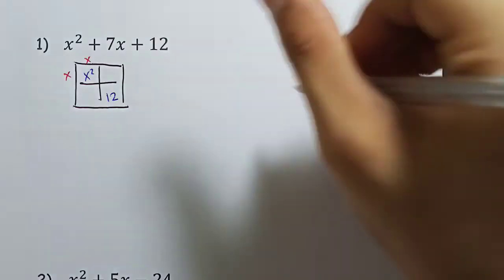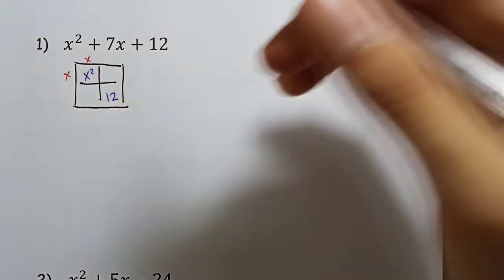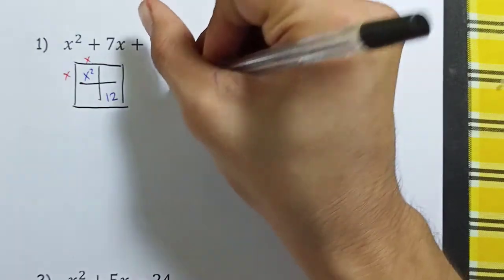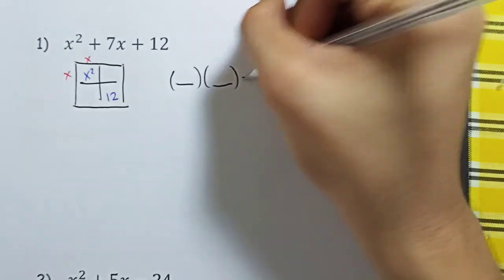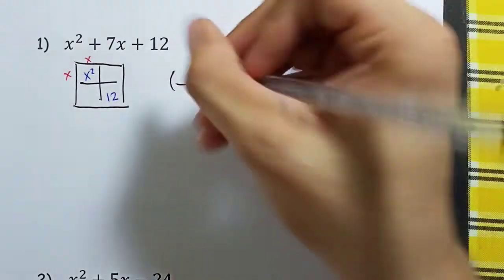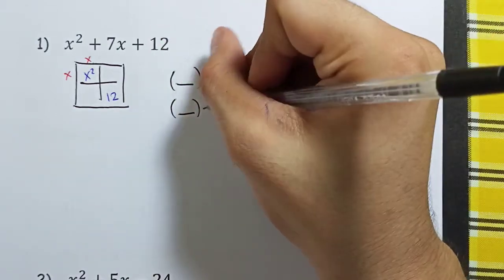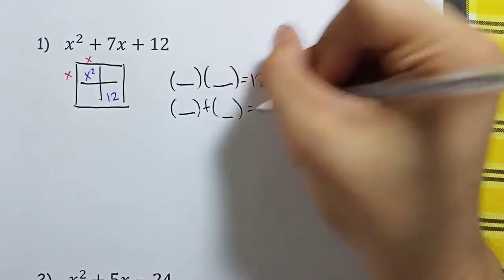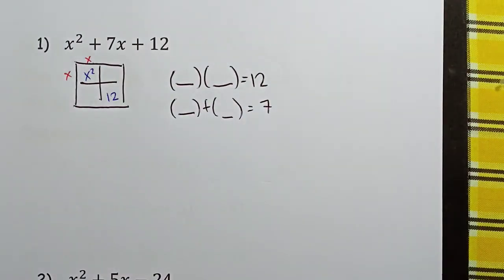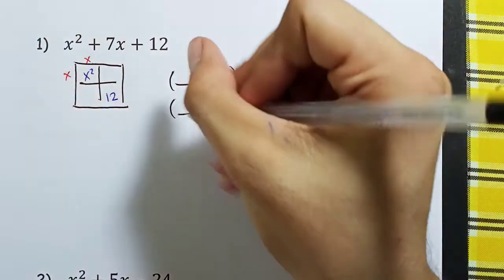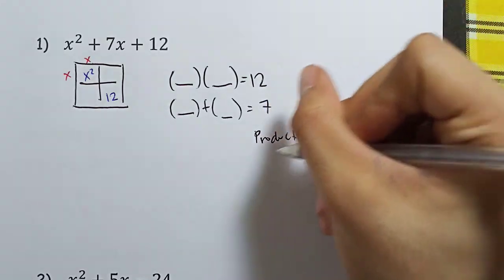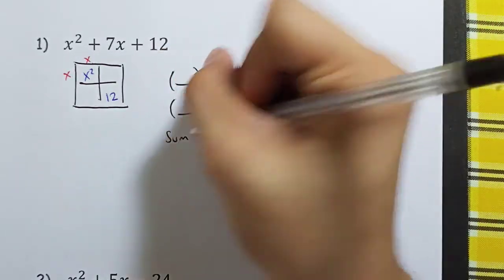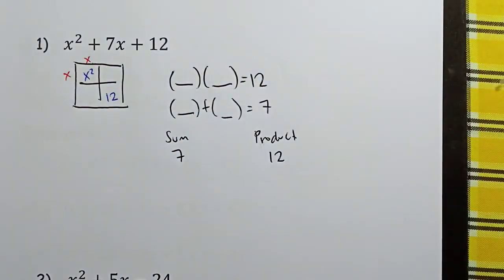So, dapat kapag pinag-multiply mo, let's say blank number times blank number equals 12 and blank number plus blank number is equal to 7. Anong number yan? So, we can use trial and error para mahanap yung number na yan. Dapat ang product niya is 12 and yung sum niya is 7. Anong number yung mga yan?